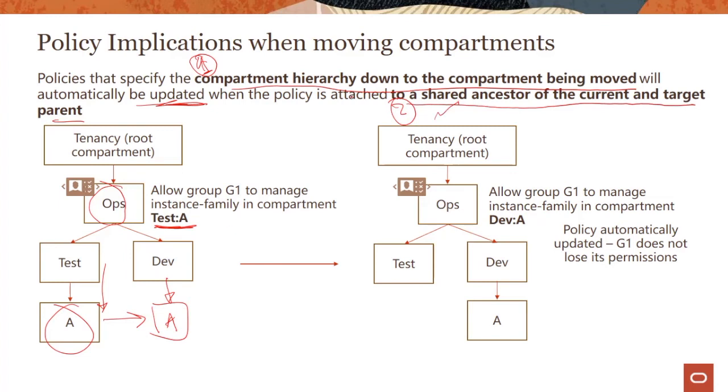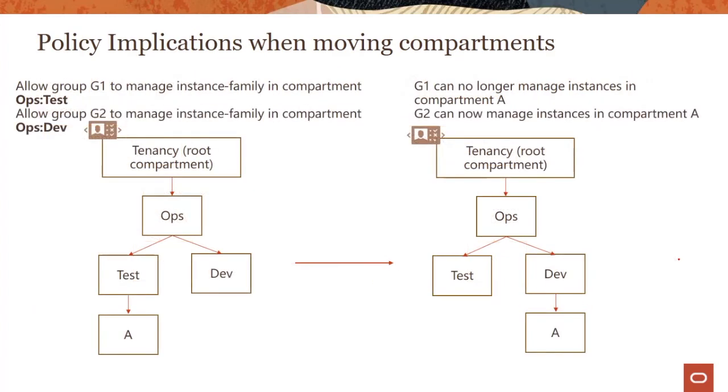And the first condition says the compartment hierarchy is down to the compartment being moved. So test colon A is the compartment being moved. So if you do this, right, and you write a policy right here, then the policy automatically changes right here and gets updated to dev colon A. The policy is automatically updated, and this group G1 doesn't lose its permissions.